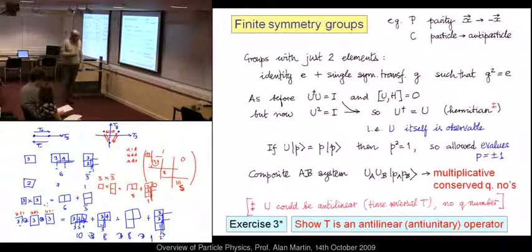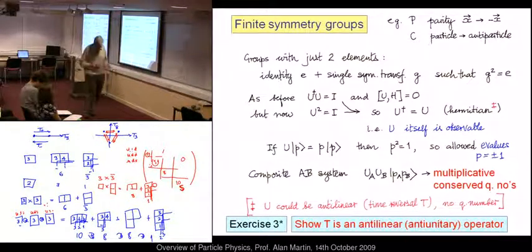Now, finite groups are like parity. When you look in the mirror, you change x to minus x, or particle-antiparticle conjugation, where you change a particle into an antiparticle. These groups have just got 2 elements. If you do it twice, you get back to the original system. So this is doing it once. This is doing nothing. So the group has got 2 elements, the identity and doing something. If you do that thing twice, you get back to the original system. So G squared is equal to the identity. So this is a very small group with just 2 group elements.